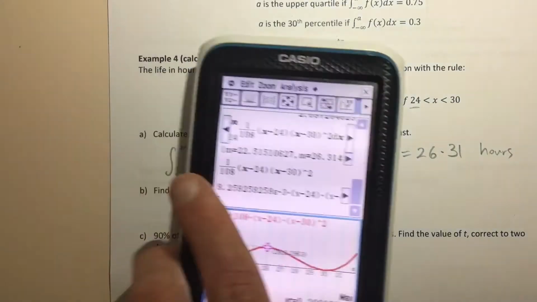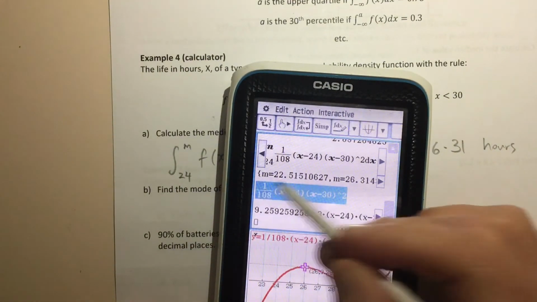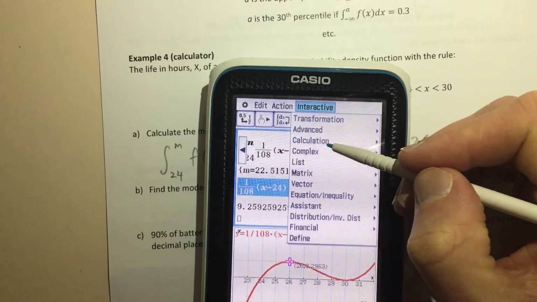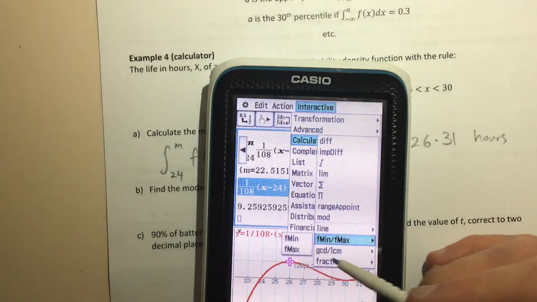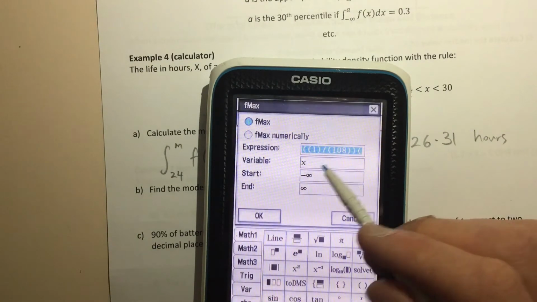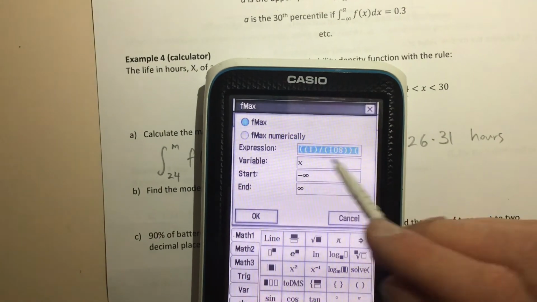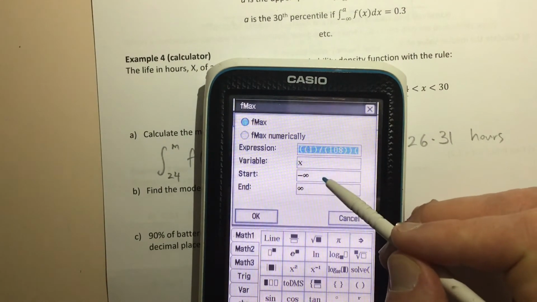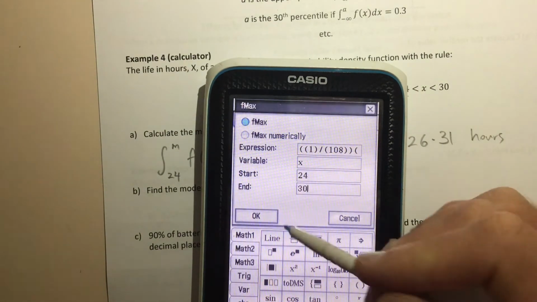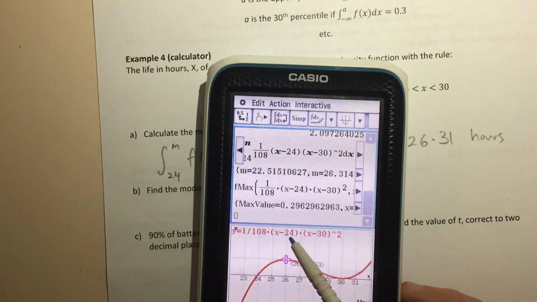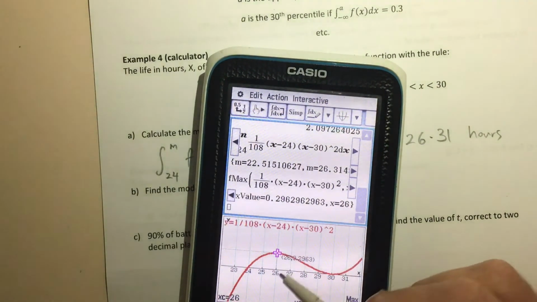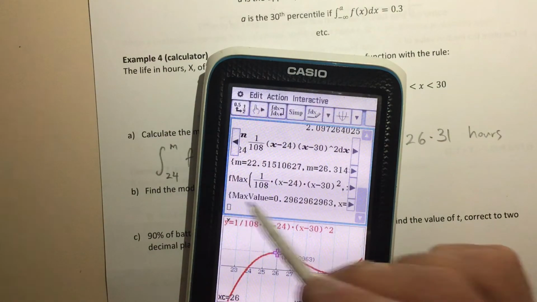The other way we could have done that is using the function fmax. So interactive calculation fmin, fmax is just a handy one to know about if you weren't already aware of it. Because I highlighted that expression that was already typed out, that just copies into here, which is a nice way to do it. The variable's x. We want to find the maximum between 24 and 30, so you put your domain in here, and then it'll spit out the maximum value in that interval, and also the x value at which that maximum occurs. So if you weren't working from the graph, that would be a nice way to find the maximum value.